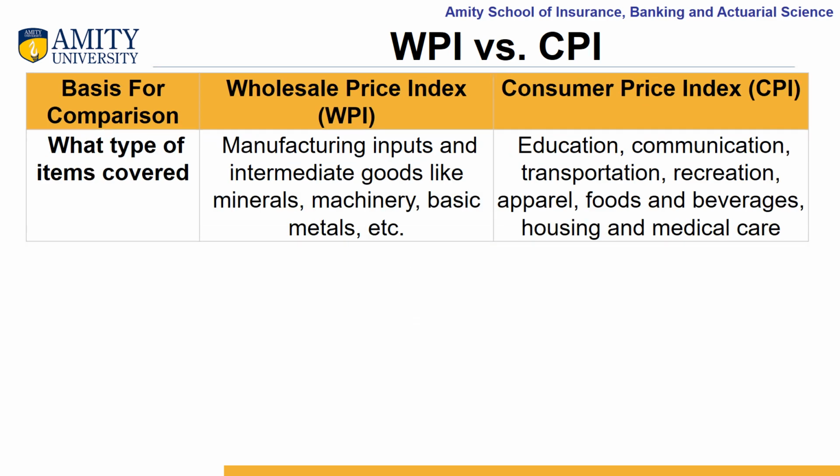The next comparison is on the basis of what types of items are covered in the Wholesale Price Index and the Consumer Price Index. Manufacturing inputs and intermediate goods like minerals, machinery, and basic metals are covered in WPI, whereas education, communication, transportation, recreation, apparel, food and beverages, housing, and medical care are covered in CPI, or Consumer Price Index. The base year for WPI is 2011-12, whereas for the Consumer Price Index it is 2012.